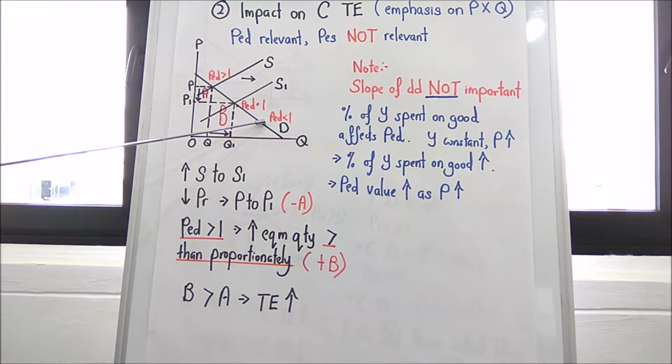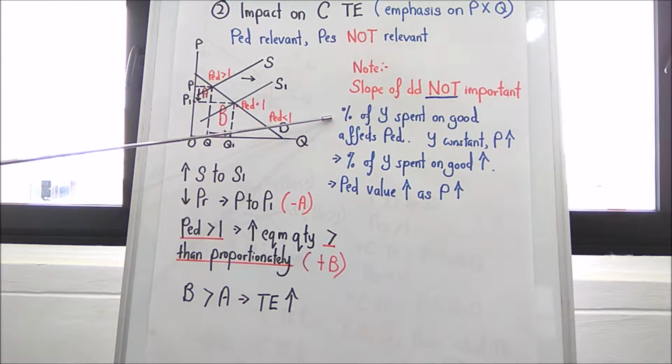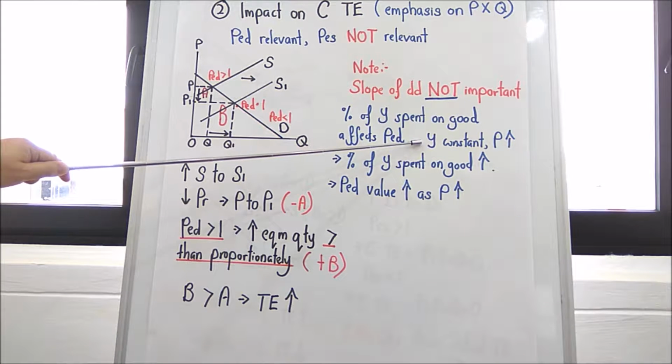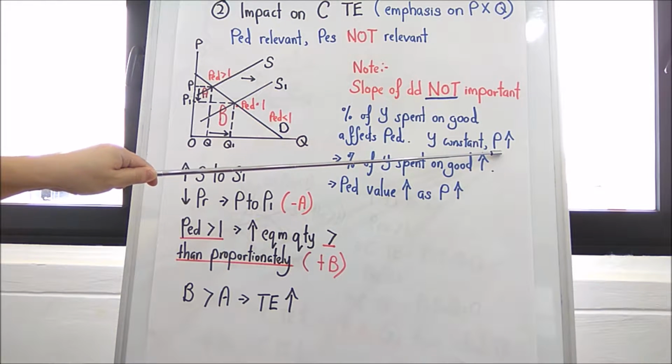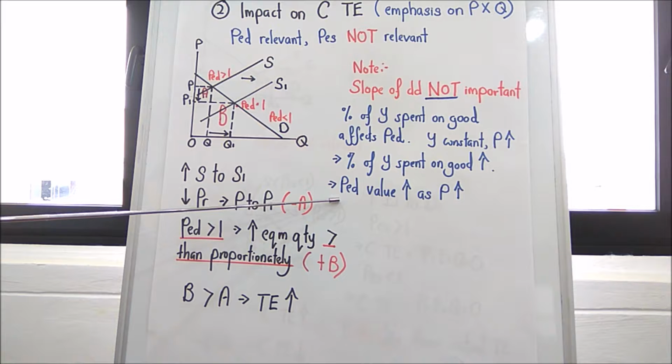Here, for the topic on consumers' total expenditure, the slope of the demand curve is not important. This is because one factor that affects PED is the proportion of income spent on the good. So if we were to hold income constant when price increases, the proportion of income spent on the good will increase, thereby increasing the PED value.